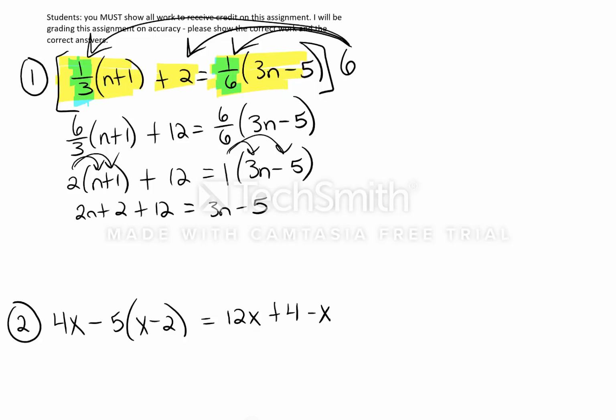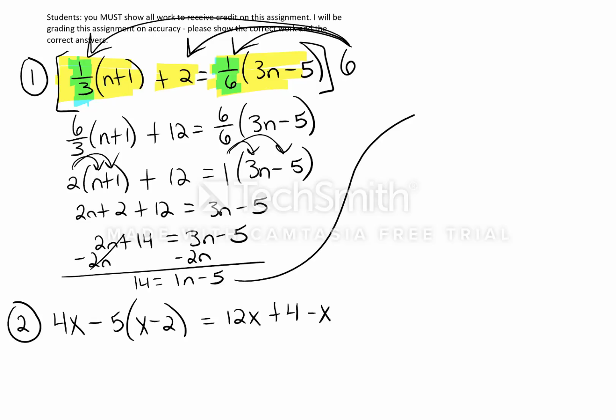We need to combine like terms now, so I combine the 2 and the 12. So I get 2n plus 14 equals 3n minus 5. I need to get my n's on the same side, so I'm going to subtract 2n from both sides. Add down, I get 14 equals 1n minus 5. I ran out of room over there, so I'm going to move to the side here.